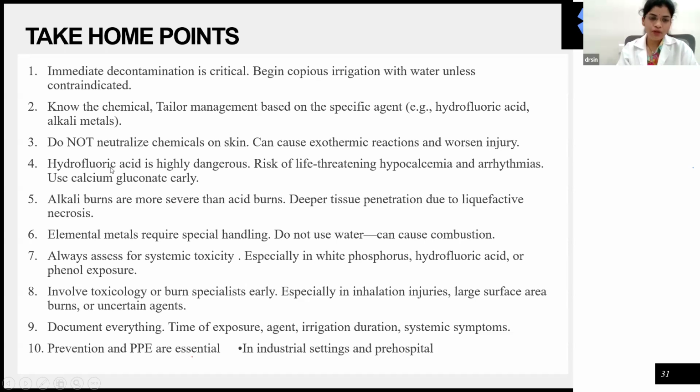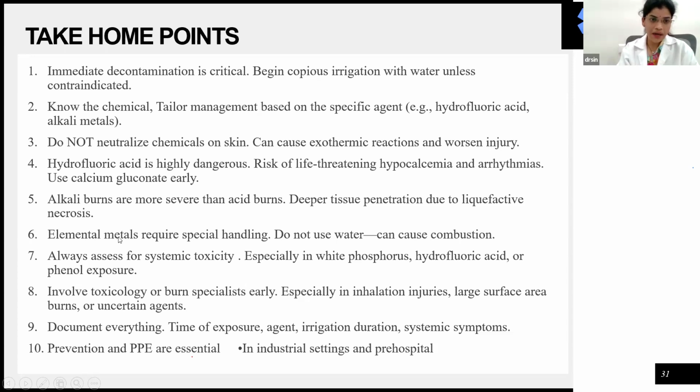And number four is hydrofluoric acid is highly dangerous. Risk of life-threatening hypocalcemia and arrhythmias are seen. So use calcium gluconate as early as possible. And in case of alkali burns, always remember alkali burns are more severe than acid burns, and deeper tissue penetration due to liquefactive necrosis is seen in such cases.